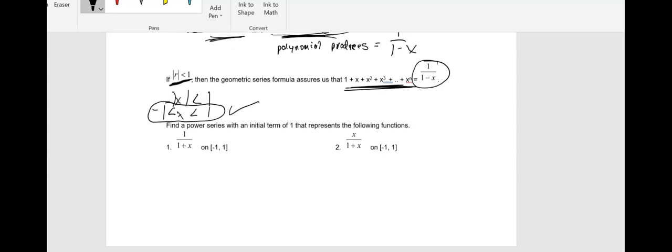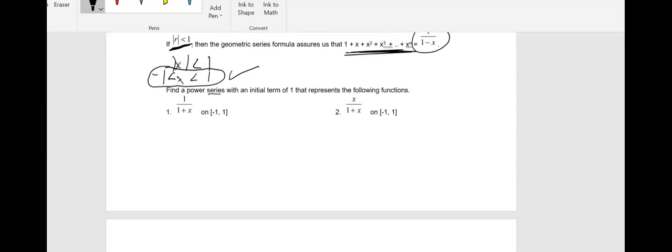So the next set of problems, I'm going to have you find a power series. I want you to do this with an initial term of 1 that represents the following functions. So this is going to be based off of what we did above, that a power series is just a geometric series that, in this case, for what we're going to be doing, multiplying by a common ratio. So if we look at this problem here, we already have a 1 in our numerator.